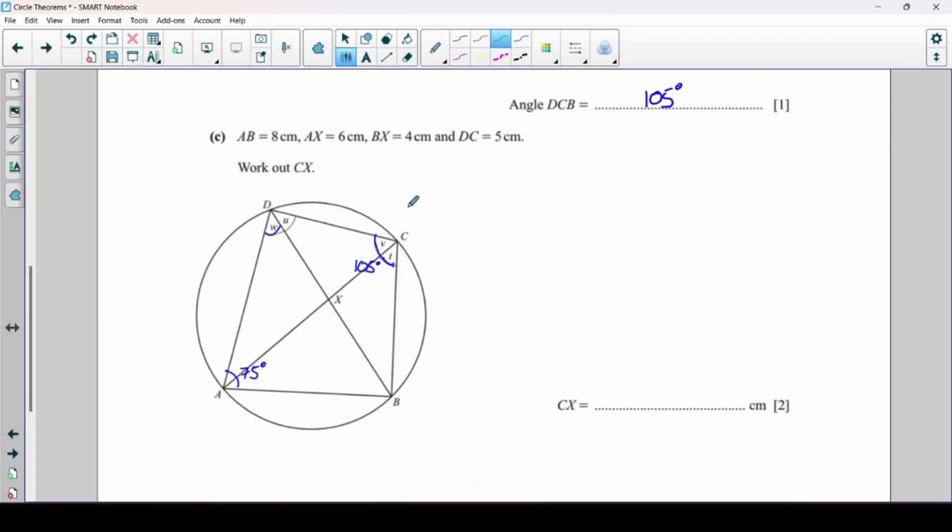In this second part, when they start to give you lengths like this, it's often a question about similar triangles. We'll fill in the lengths first, so AB is equal to 8, AX is 6, BX is 4, and DC is 5. And then again, I'm going to make little sketches of the triangles separately here.